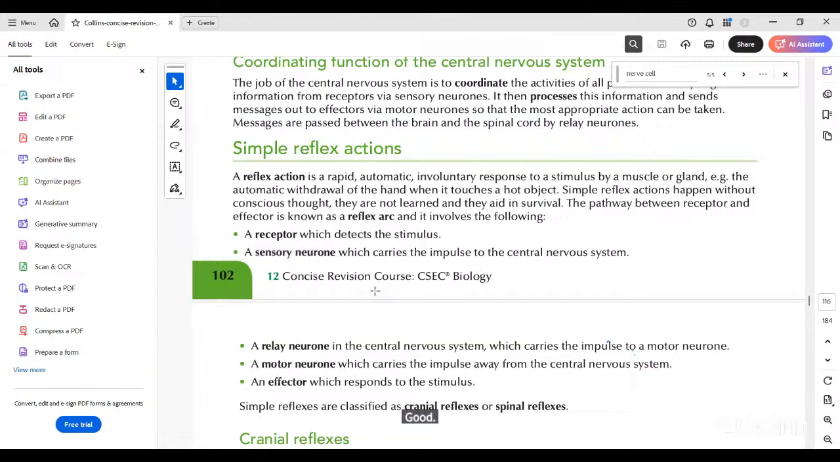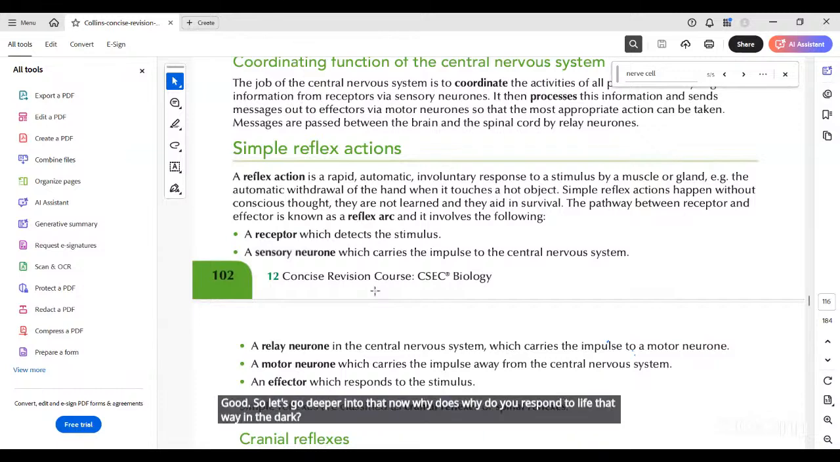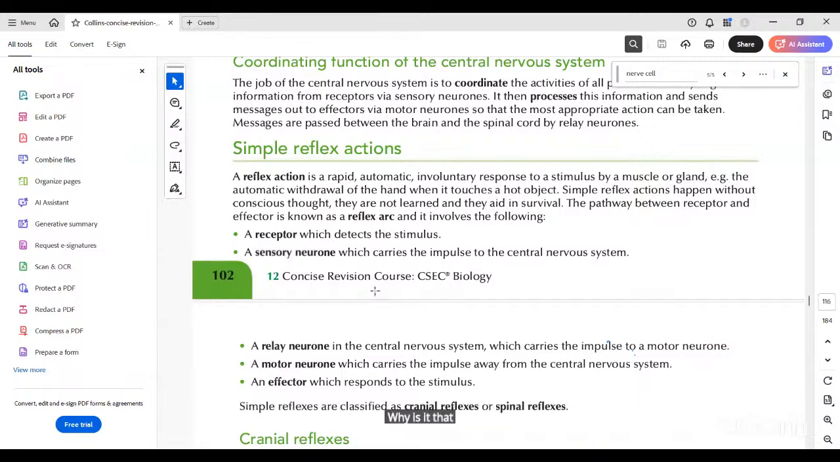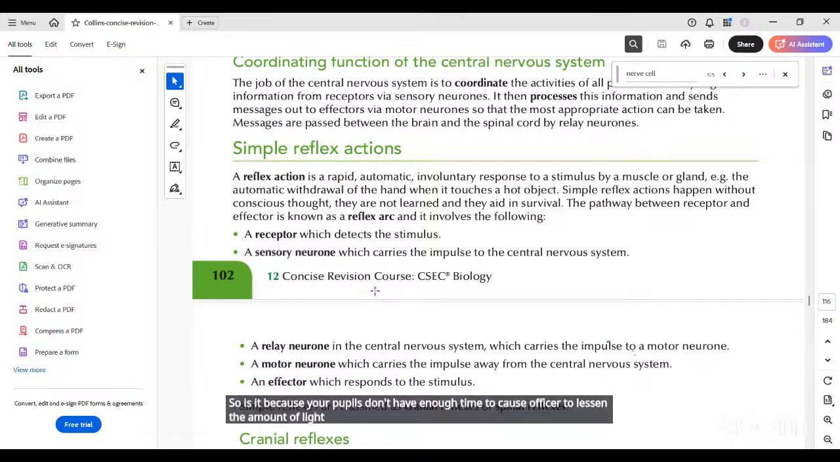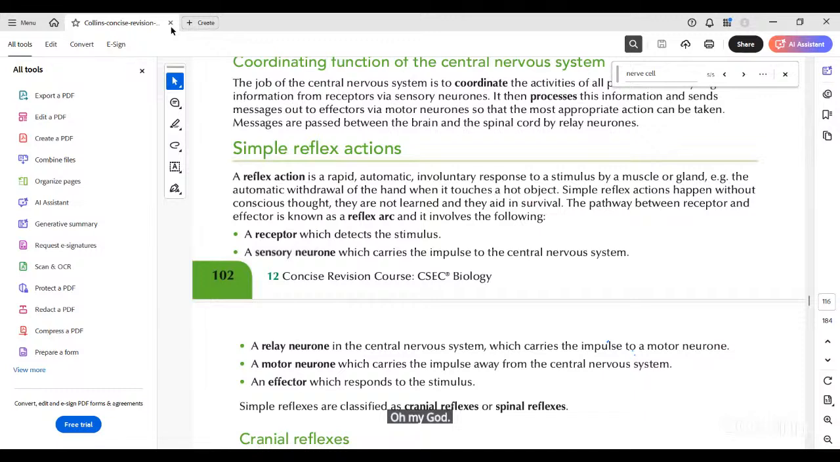So let's go deeper into that now. Why do you respond to light that way in the dark? Why is it that you have to immediately close your eyes when the light comes on? Sir, is it because your pupils don't have enough time to close up, to lessen the amount of light that's entering your eye? Oh my God, that's a beautiful answer. Or just adjusting to the light. But I get the one now.